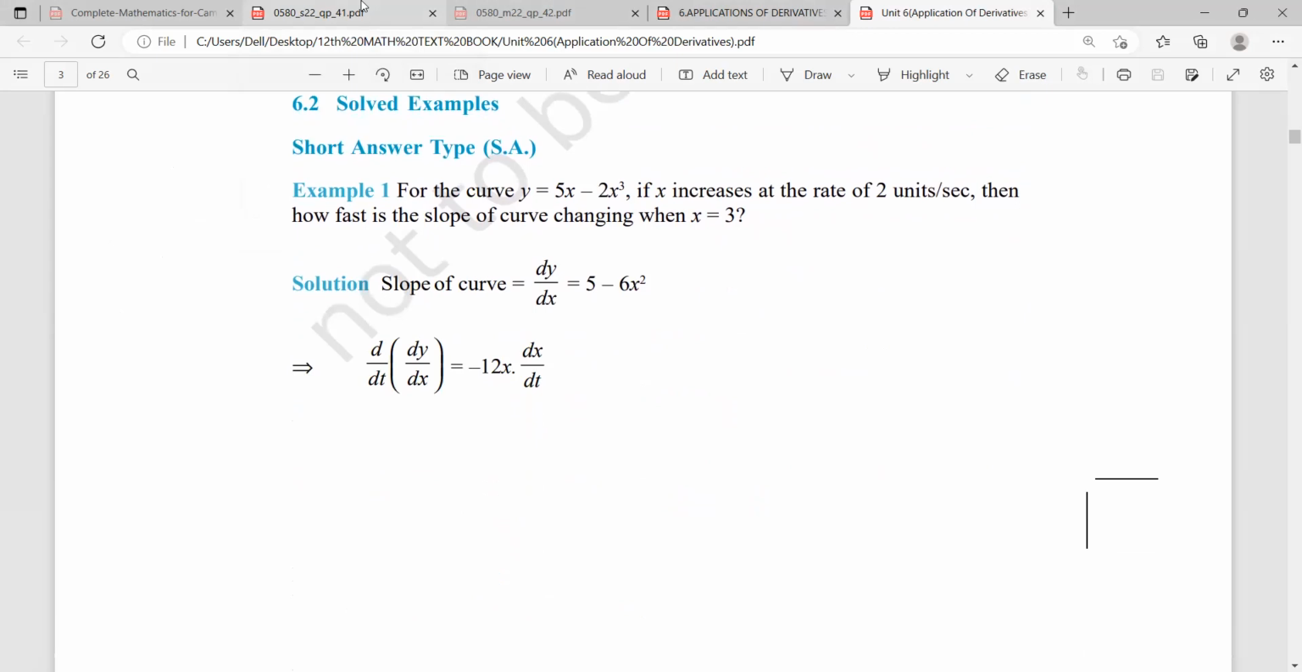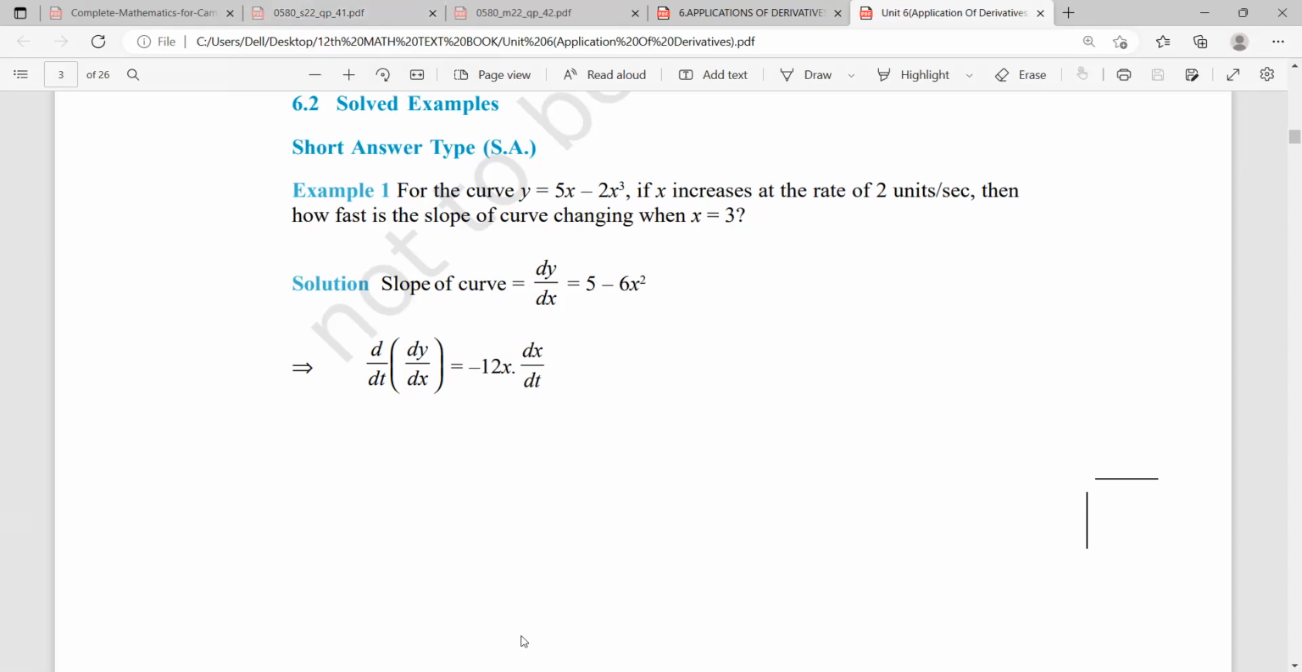All right, so these are very simple questions. Now the topic is rate of change. For the curve, if x increases at the rate of 2 units per second, then how fast is the slope of the curve changing? Slope of the curve is what? dy by dx, that's all. Okay, yes, sir.